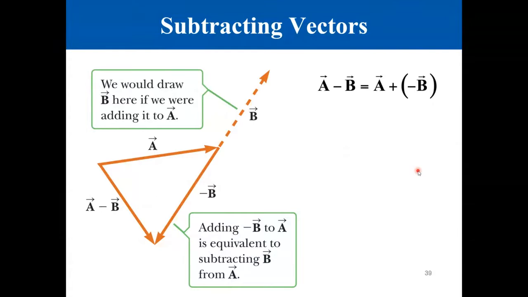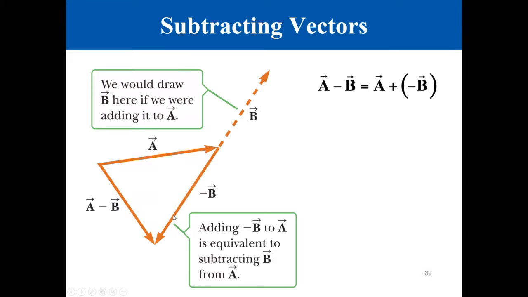Now, subtraction of vectors. Subtraction is a special case of addition. If you understand addition, you should be able to do subtraction. So if you have A minus B, this is the same as saying A plus a vector called minus B. Okay? So if this is B, then minus B is just a vector in the opposite direction. This is the meaning of the minus sign.